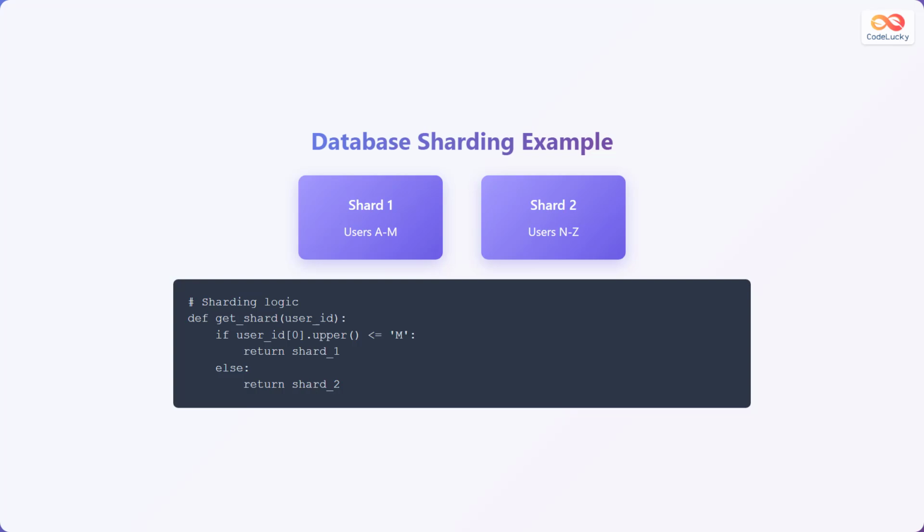Here's an example of database sharding. In this scenario, data is partitioned across multiple write databases, called shards. For example, we might have shard 1 containing user data for users with names starting from A to M, while shard 2 contains user data for users with names starting from N to Z. The code snippet shows a simple sharding logic, where the shard is determined based on the first letter of the user ID.